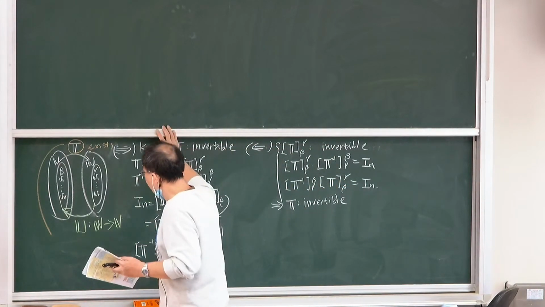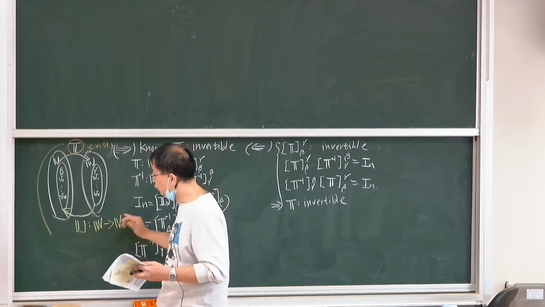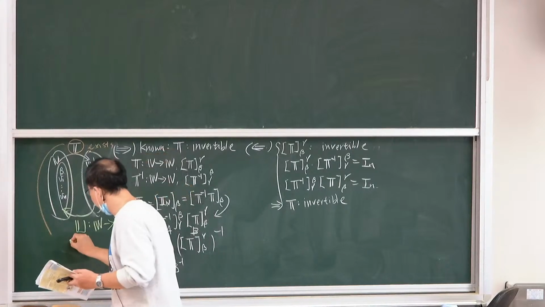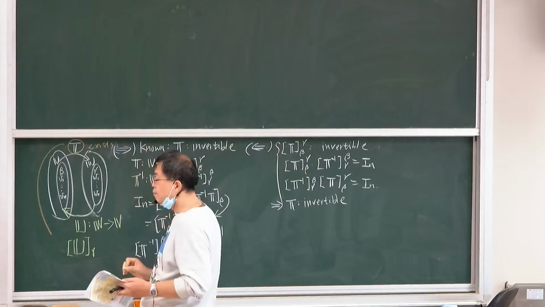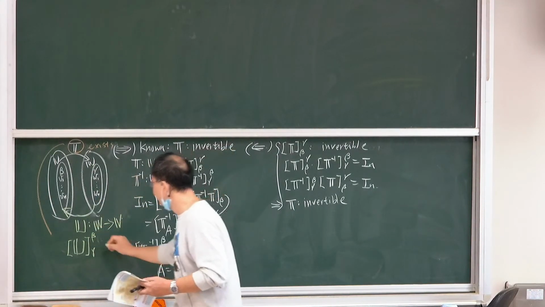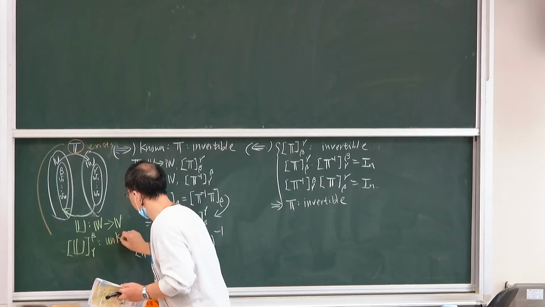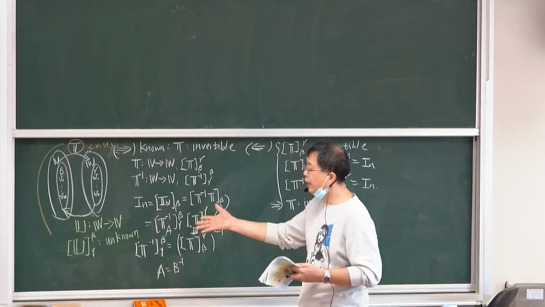Because we have a transformation from W to V, we can find a corresponding matrix representation of U from gamma to beta. But this one is unknown yet. We have to find what U will be.